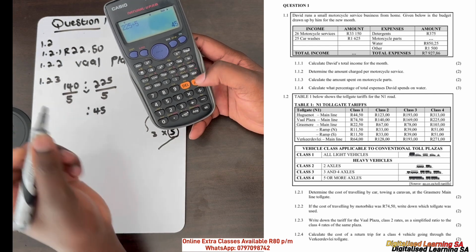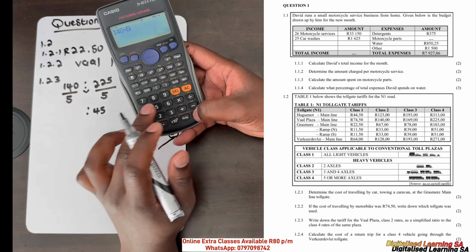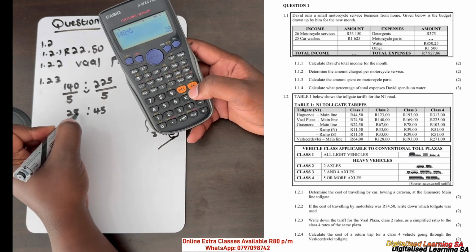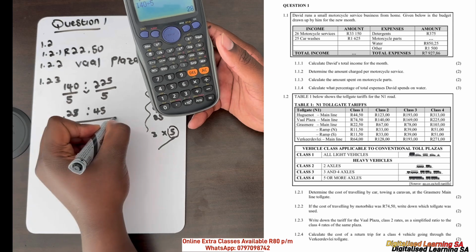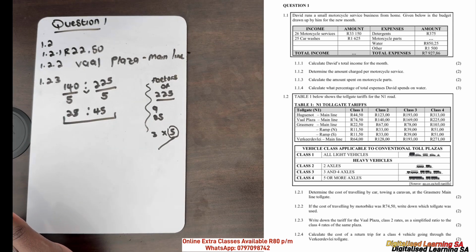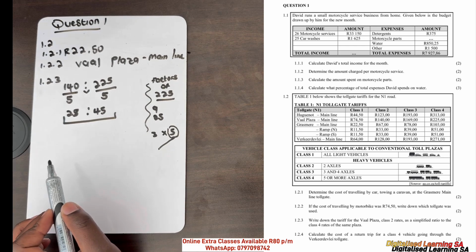45 is to 140 divided by 5, our answer is 28. So we can see that both answers do not have any commas. So we can simply say that this is our simplified form.